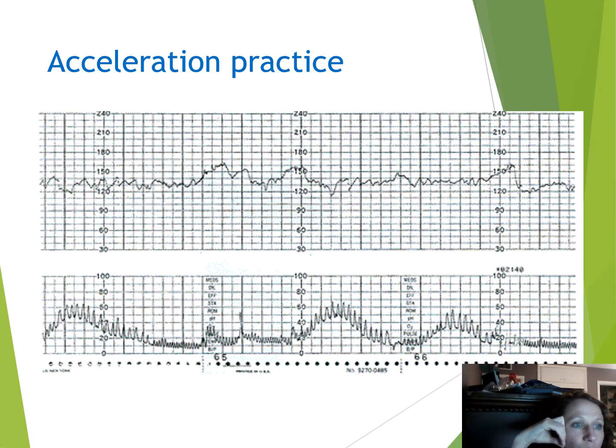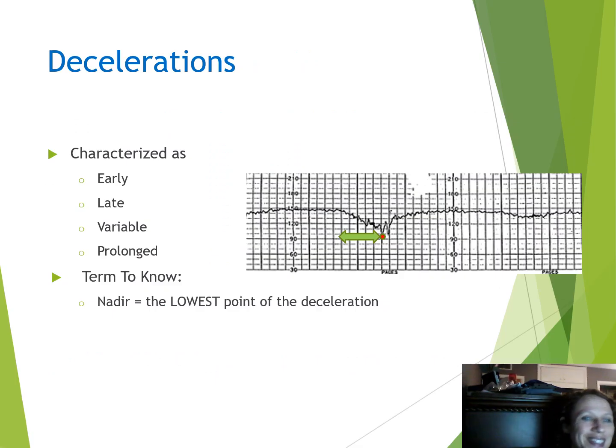So for acceleration practice, let's do our baseline first. So our baseline looks like it's about 135. We have moderate variability, so we always do variability next, and then we do have accelerations. And I'm pretty sure this slide is not going to line up with its little circles. So, yep, actually it did. Okay, we might have some in the future though.